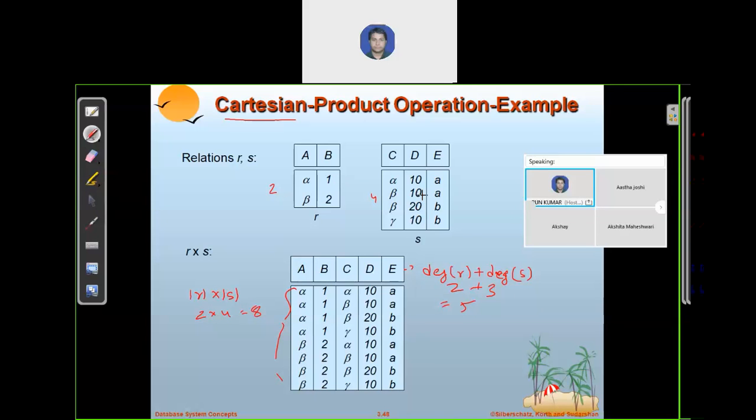This Cartesian join does not require any compatibility between R and S. As you can see in union, intersection and difference, there must be compatibility, means the number of attributes and the domain of the corresponding attributes must be the same. But this kind of compatibility does not apply to the Cartesian product.